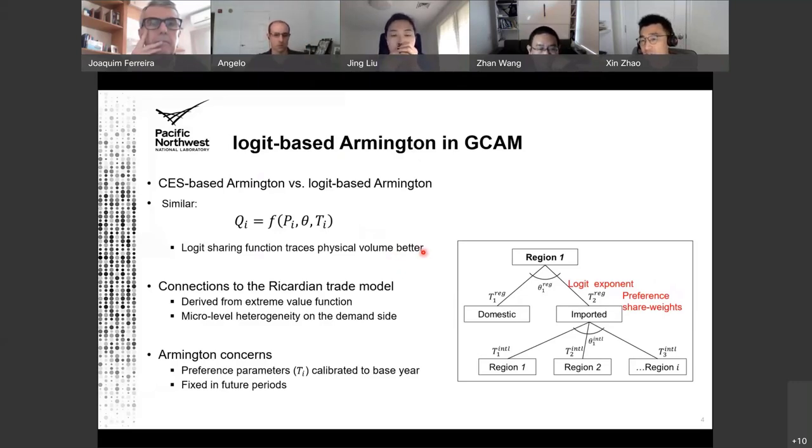also there are some connections to the gravity trade modeling framework, as this approach was derived from extreme value functions. So there are some connections to the micro-level heterogeneity of products on the demand side. Although it shares the same concerns with any standard Armington models, which is that the preference parameters here are calibrated to the base year, and they are generally fixed to the initial value, even in the future periods.